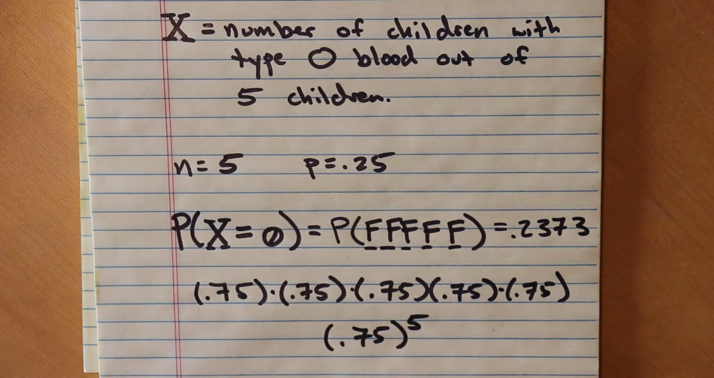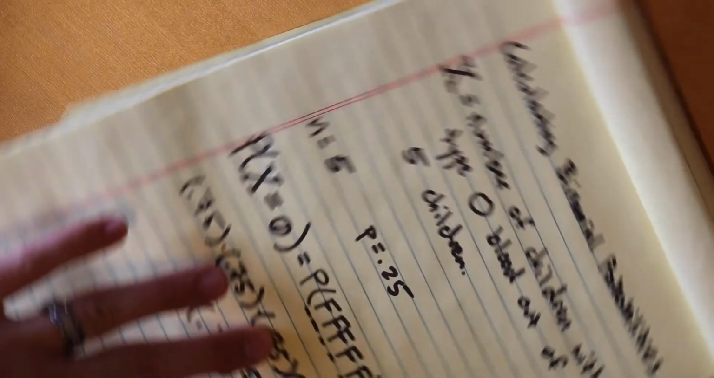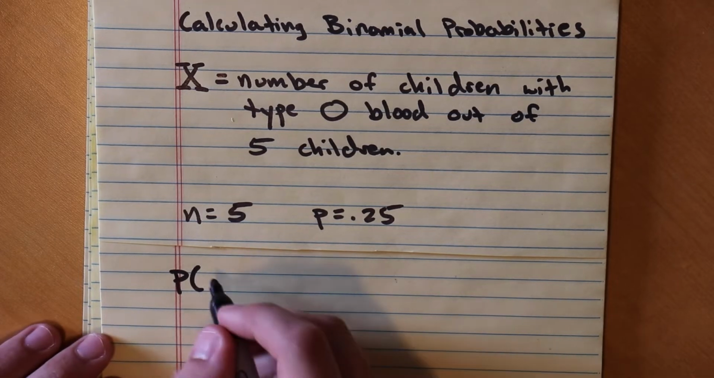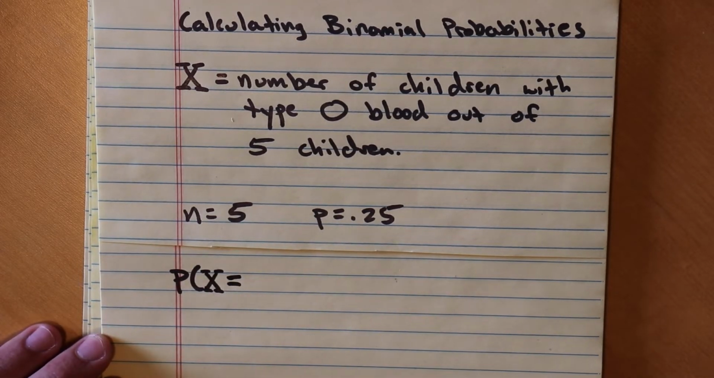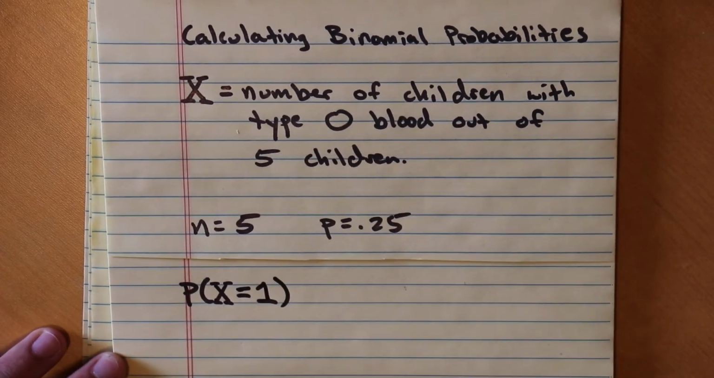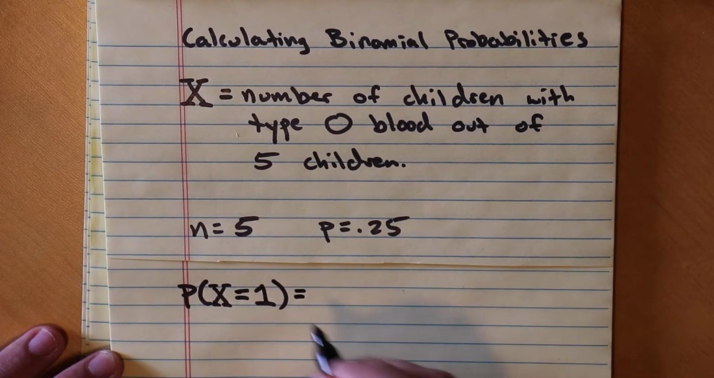So I chose this one specifically because it was a fairly simple example. Let's crank it up a notch here and let's think about what is the probability that this couple wouldn't have 0 children with type O blood, but let's say that they have 1 kid out of 5. So once again, they're still going to have 5 kids. What's the probability that they have 1 kid out of 5 with type O blood?